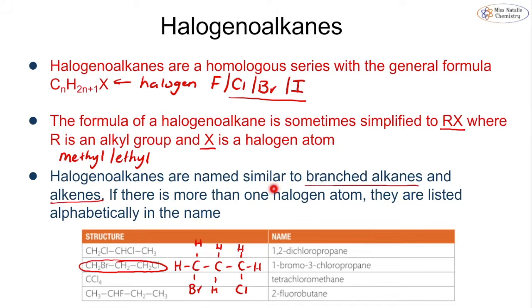So with B coming before C in the alphabet, this becomes carbon number 1, this then becomes carbon number 2, and this becomes carbon number 3. And our halogenoalkane ends up being called 1-bromo-3-chloropropane. We can also have some other examples, as you can see in the table. I'll let you try and draw them and name them yourself.